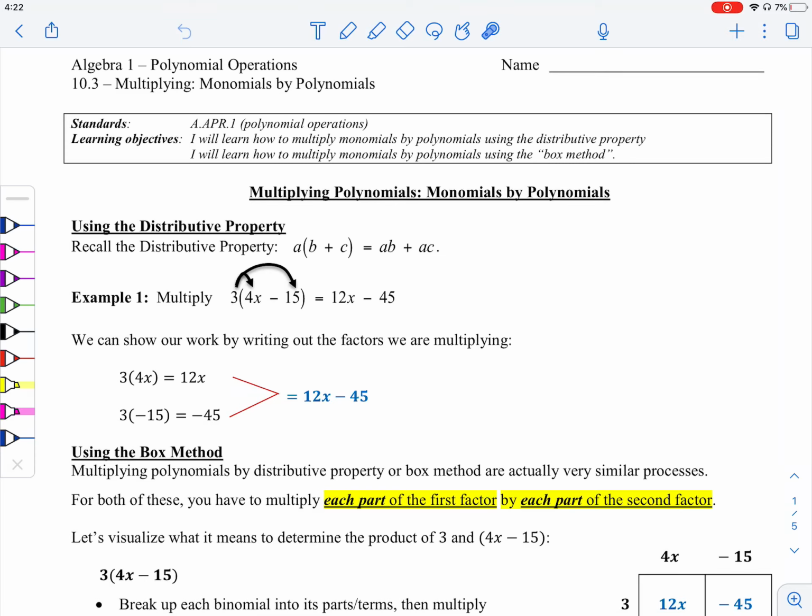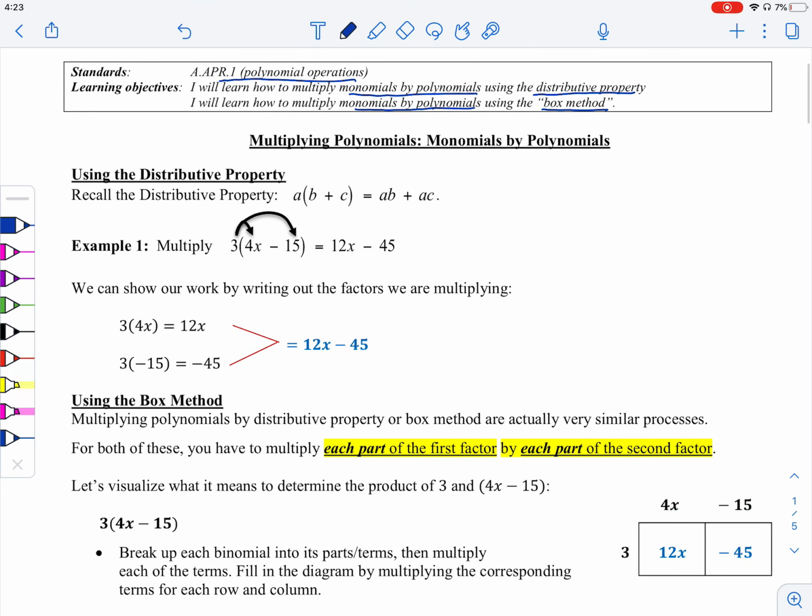Welcome guys, this is 10.3, multiplying monomials by polynomials. Okay, so we're gonna do polynomial operations. We're gonna multiply monomials by polynomials using the distributive property. We're also gonna do it by using the box method. So we're gonna introduce that. We haven't been exposed to that already.